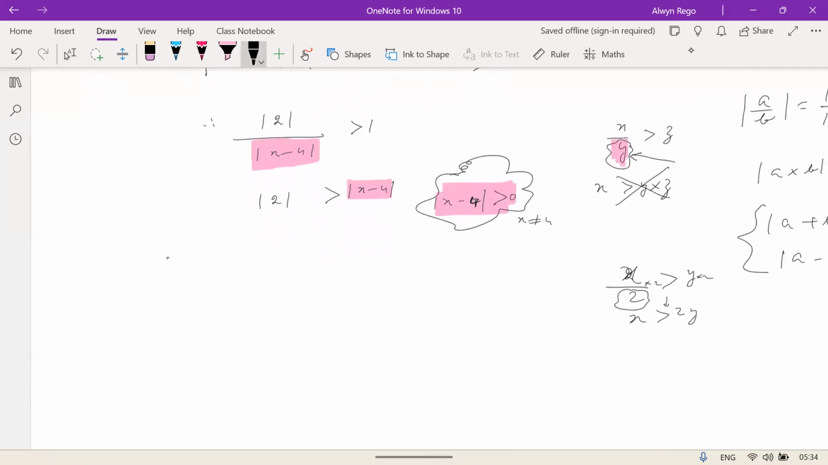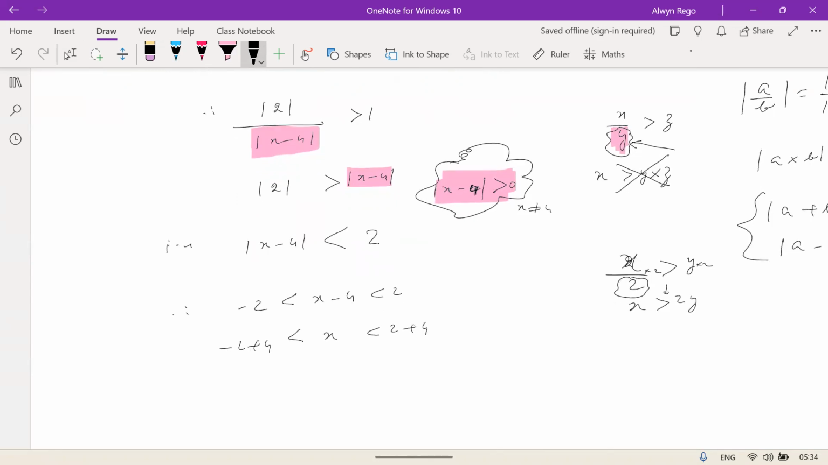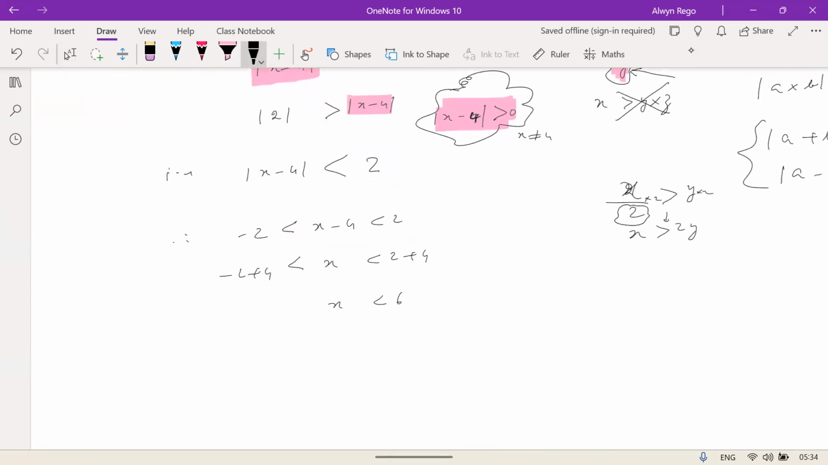Therefore, we wish to always write the variable on the left. Therefore, you have the absolute value of x minus 4 is lesser, because this is the lesser sign, than the absolute value of 2. Hey, why am I writing the absolute value of 2? The absolute value of 2 is actually known to be 2 here. Therefore, you find that x minus 4 is less than 2 and more than negative 2. Therefore, x is less than 2 plus 4 and more than negative 2 plus 4. Therefore, you find that x is less than 6 and more than 2 here.